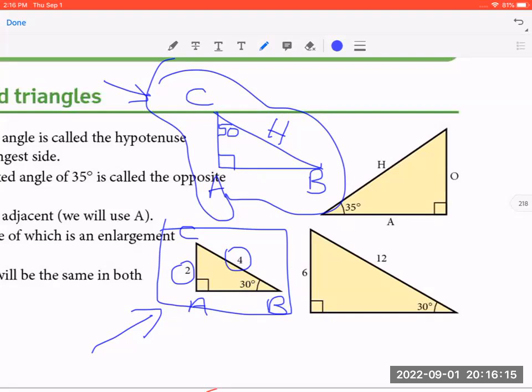Okay. I drew them. And you write which one is the opposite, which one is the hypotenuse, which one is the adjacent. You have to write this down, please. And you can send it to me on the WhatsApp, so I check that you write the right answer.